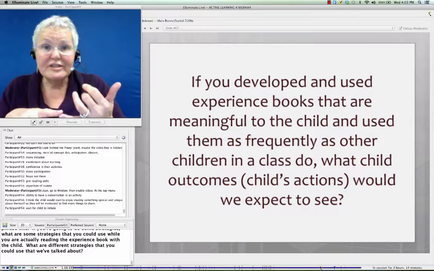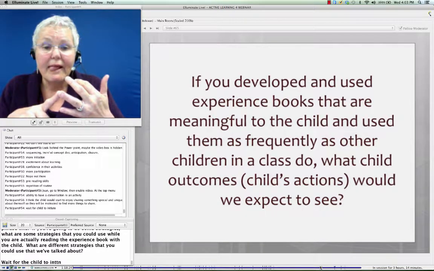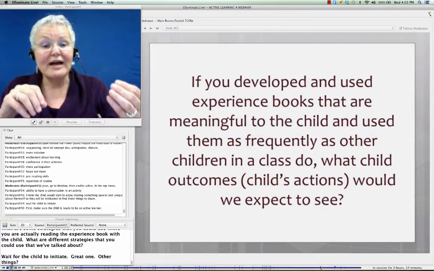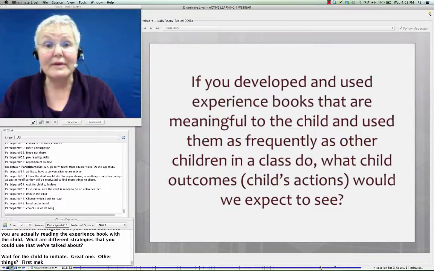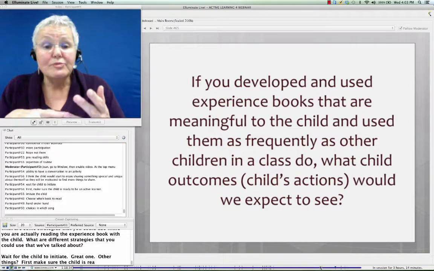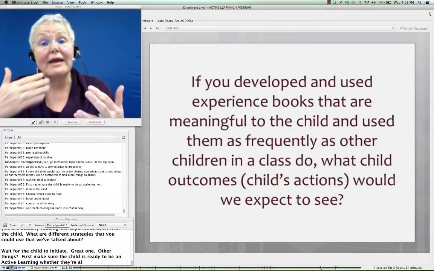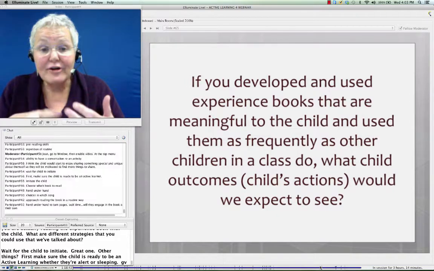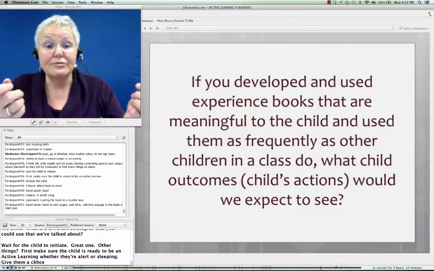Wait for the child to initiate. Great one. Other things? First, make sure the child is ready to be an active learner. Are they in an alert state, or are they sleeping? Choose which book to read. They could make a choice once they know what those books are and have read them frequently enough that they can recognize them. Hand under hand. Choices, and which one of the songs do we want to do next?